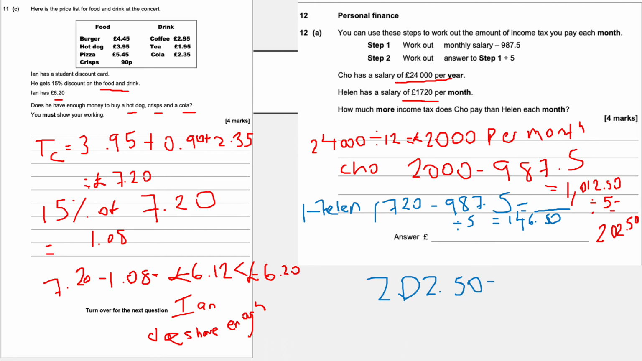And then working out the difference, so 202.50 subtract 146.50, I get £56. So Cho pays 56 extra pounds of tax per month compared to Helen.